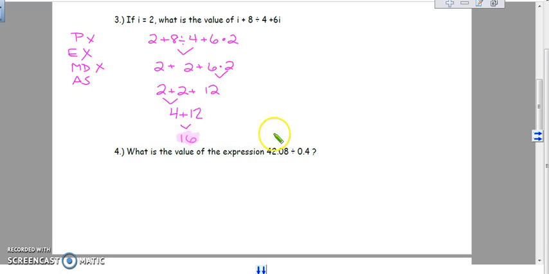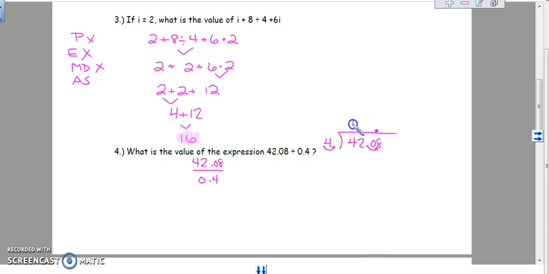Okay, what is the value of the expression? 42 and 8 hundredths divided by 4 tenths. So again, I can rewrite this as top and bottom. So top on the inside, 42.08, bottom on the outside. I can't have a decimal point there, so I have to move it over one spot. So I'm going to do the same thing here, one spot, and shoot it straight up. So now I have 4.